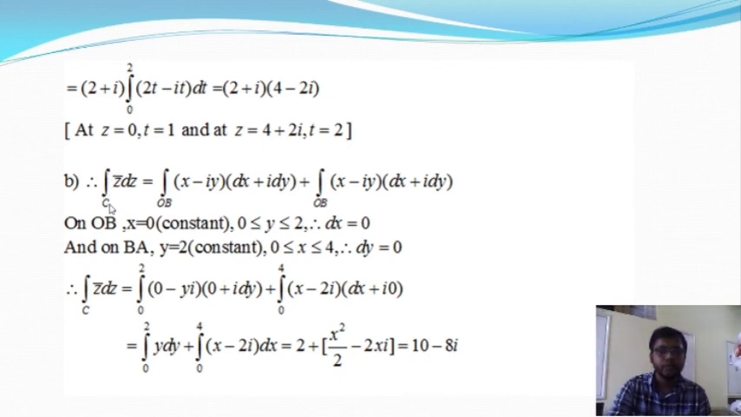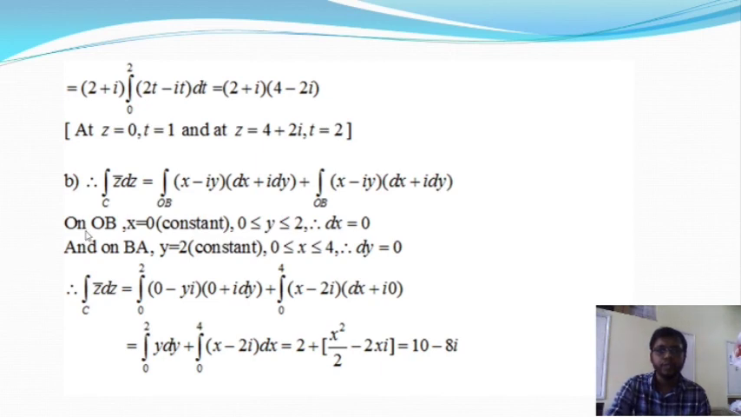According to our question, the integration over C of z bar dz is equal to the integration over OB plus the integration over BA. So there are two parts of this integration. The first part is the integration along the path OB, and the second part is the integration along the path BA. So the integration over C of z bar dz is equal to the integral over OB of (x − iy)(dx + i dy), plus the integral over AB of (x − iy)(dx + i dy).